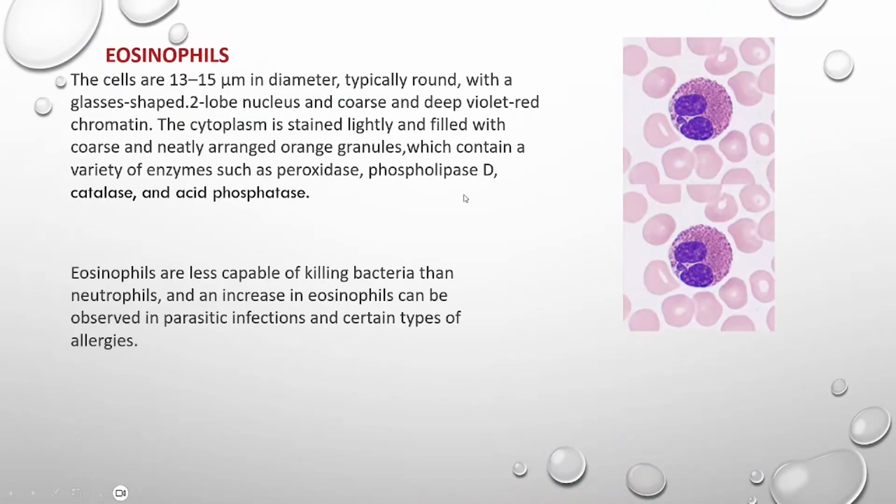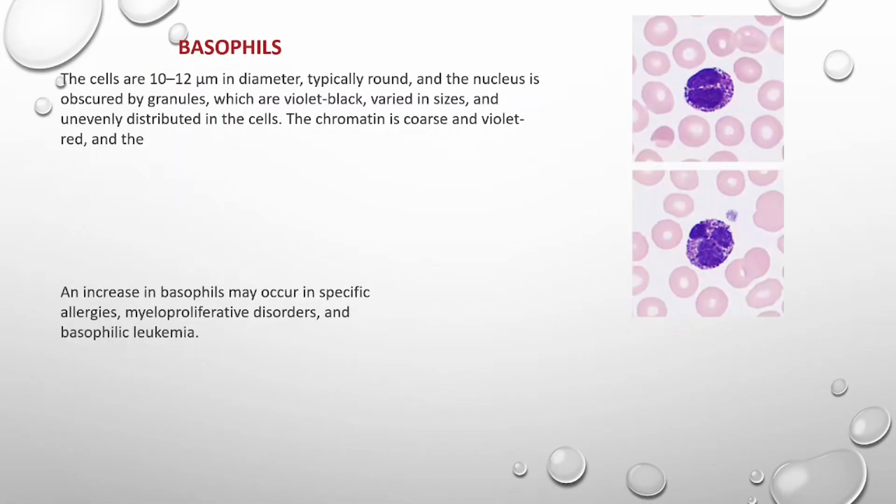Now, eosinophils. The cells are 13 to 15 micrometers in diameter, typically round with a glasses-shaped two-lobed, bilobed nucleus, with orange granules in the cytoplasm. Eosinophils contain a variety of enzymes such as peroxidase, phospholipase, catalase, and acid phosphatase. Eosinophils are less capable of killing bacteria than neutrophils. They are less involved in defense mechanisms. An increase in eosinophils can be observed in parasitic infections and certain types of allergies.